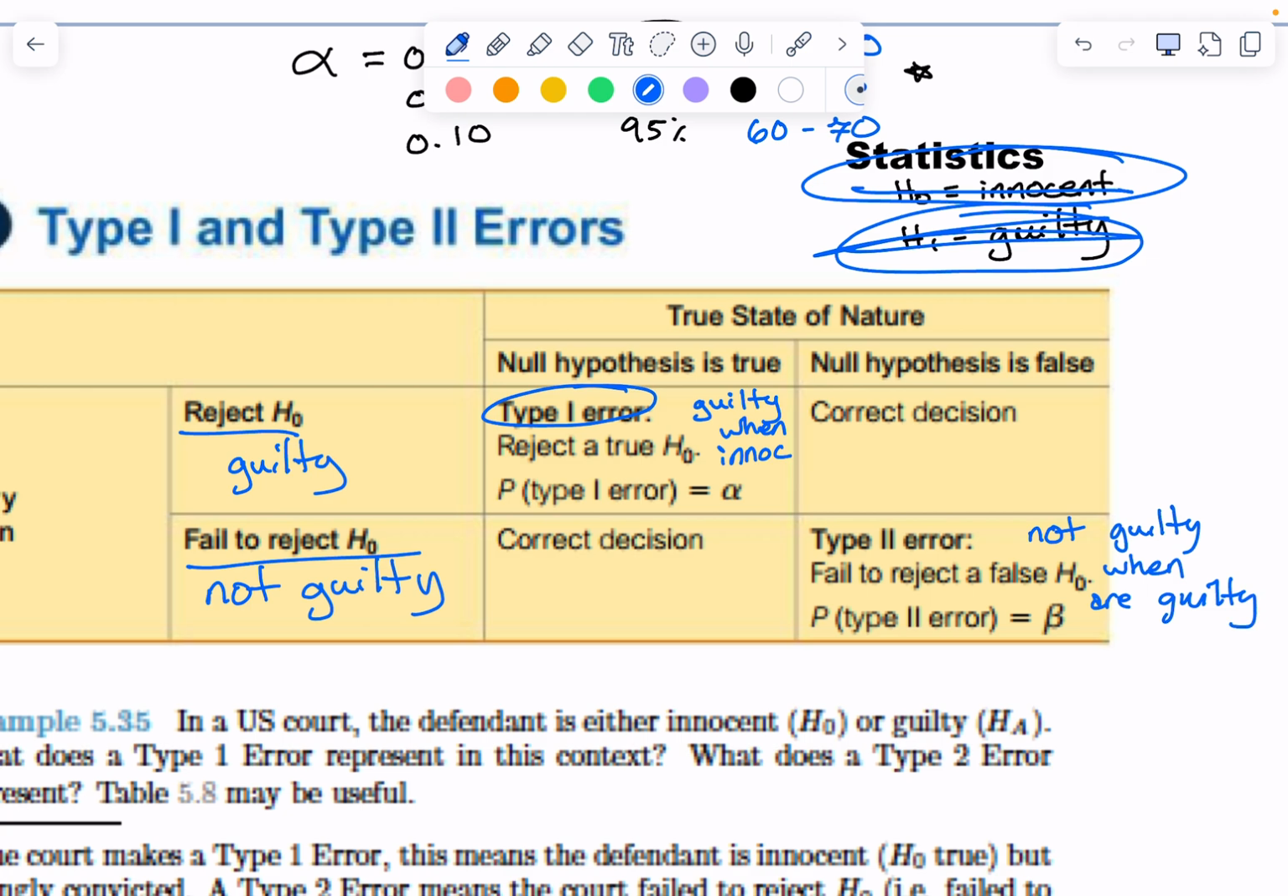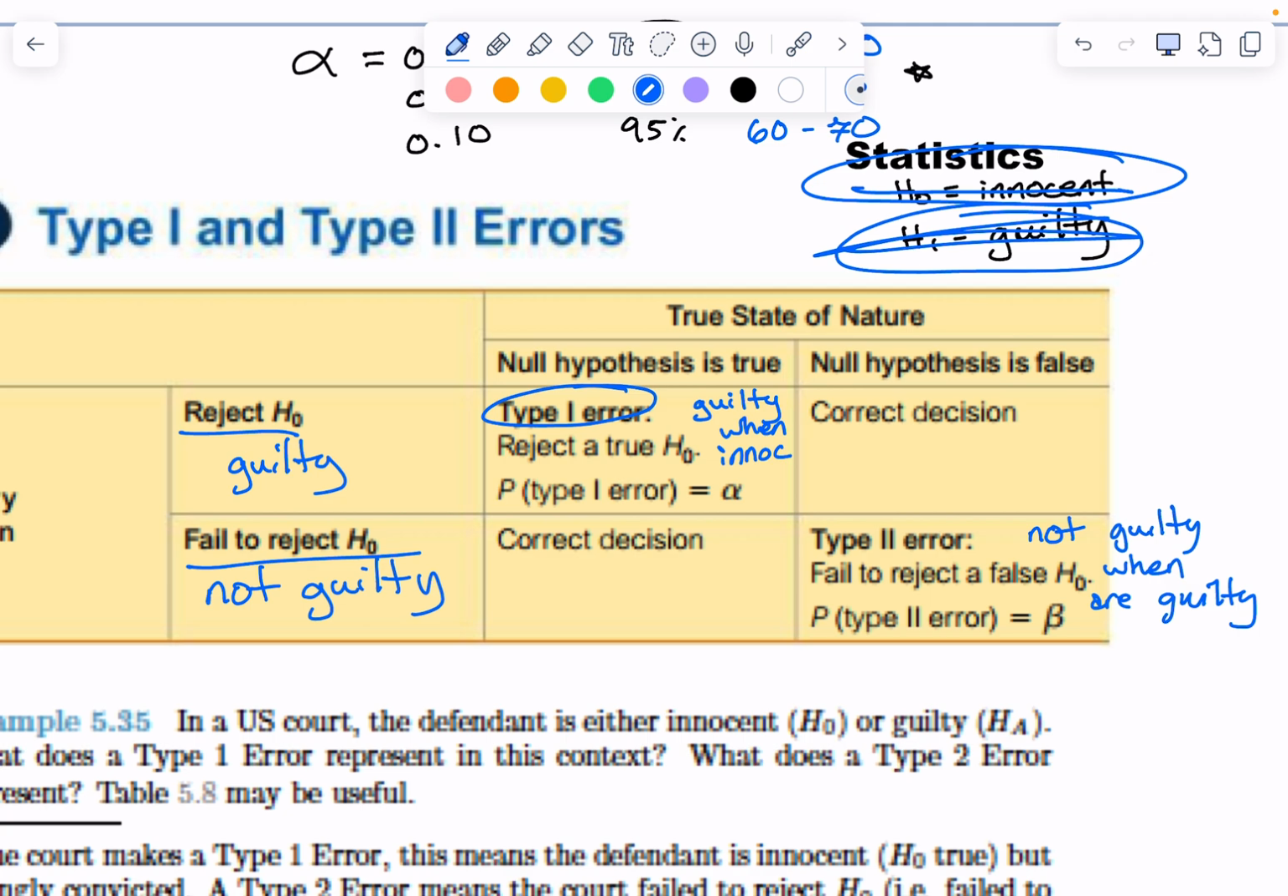Okay? So one of those 2 things could happen, right? I could say that you're guilty when you are guilty. That's the correct thing that should happen. I could say you're not guilty when you're not guilty. That's a correct thing that should happen. Or I could say you're guilty when you're actually innocent. That fits into this box. That's a type 1 error. I could say that you're not guilty when you actually are guilty, and that's a type 2 error.